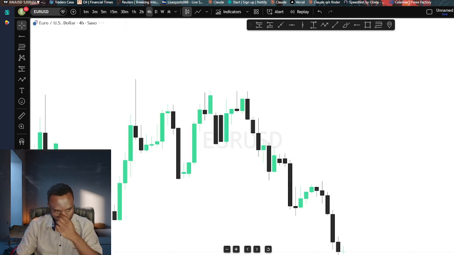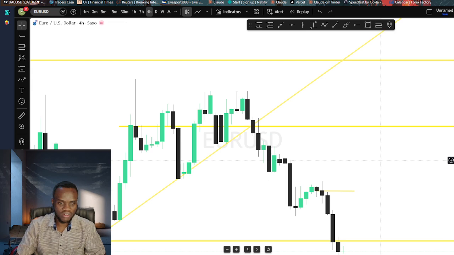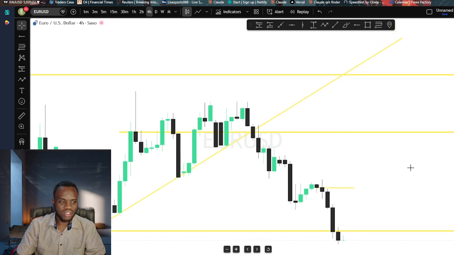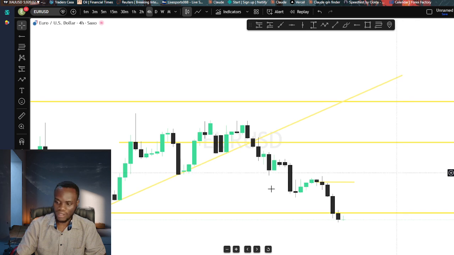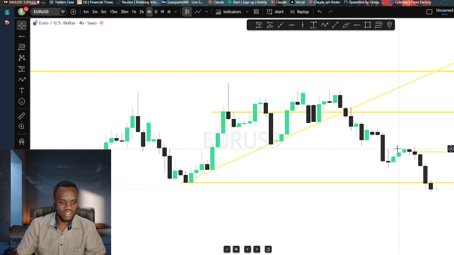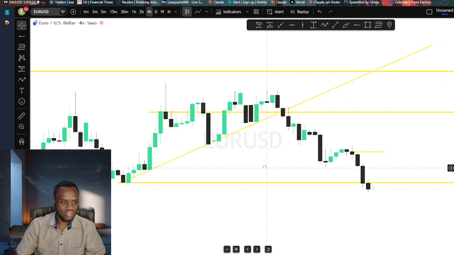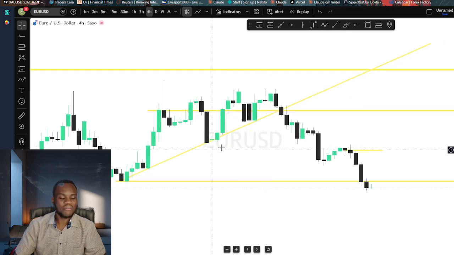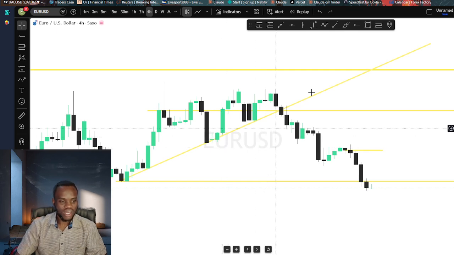So let's do a quick trade breakdown. Recently, I analyzed this, Euro NZD, and I told you that we were in an uptrend. So we were in an uptrend recently, but the market had to break out to the downside. You see this trend line here, this trend line in yellow, was respected.